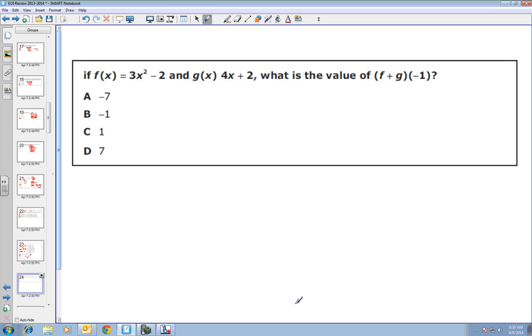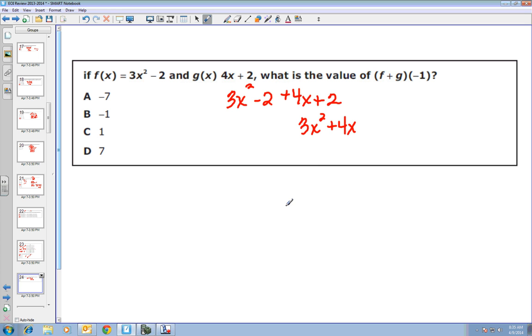All right, on this one, it says, what is the value of f plus g of -1? So this one just says, okay, take my f and g, add them together. So my f equation is 3x squared minus 2 plus 4x plus 2. I can go ahead and simplify this now if I want, or I can go ahead and plug in a -1. I know that my -2 and my +2, don't those just cancel each other out? So really I have this.